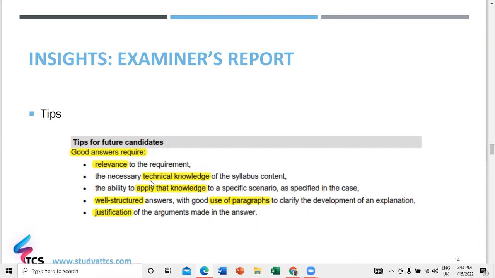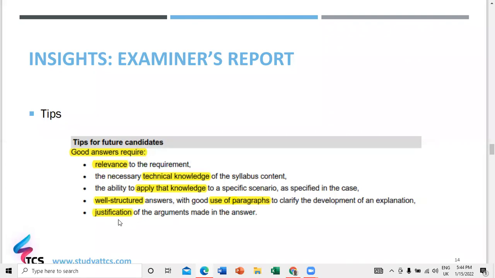Okay, and you need to have a sound technical knowledge of E1, P1, and F1 areas, and you need to have the ability to apply that knowledge as well. And you need to come up with well-structured answers using paragraphs. I'll tell you how to do that as well. I'll be talking about these points later on.